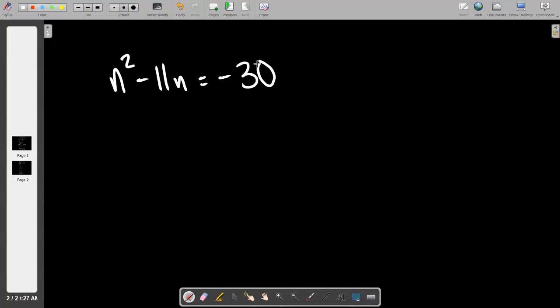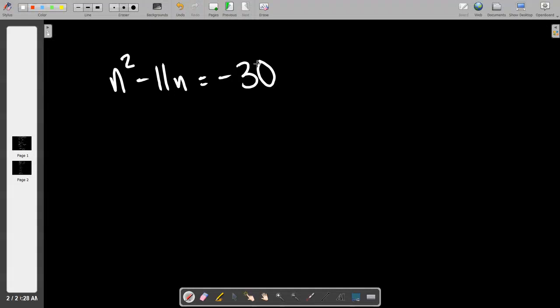Houston, we have a problem. You say to yourself, well, thanks a lot, wise guy. How am I supposed to use this 0 product property if it's not set equal to 0, right? Of course, you just add 30. So a big part of this is us understanding that we don't proceed until we force the 0 product property into play.